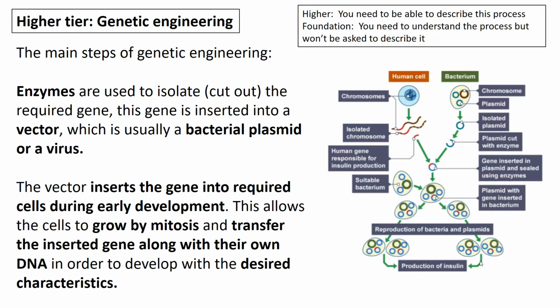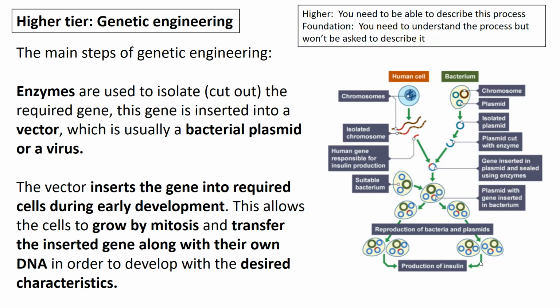If you're doing the higher tier paper, you do need to know the process of genetic engineering and the main steps involved. The first step is that you would use enzymes to cut out the required gene, the one that you want to transfer. This gene is then inserted into what we call a vector. A vector is a plasmid or a virus that is going to carry your gene into the organism that you want to genetically modify.